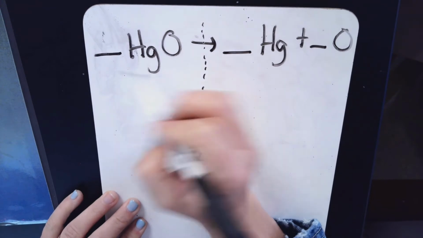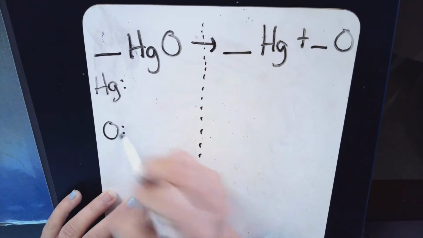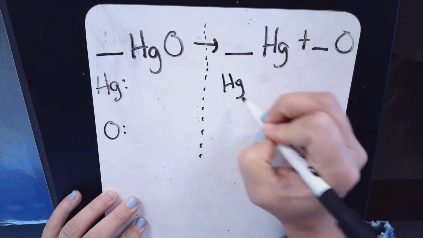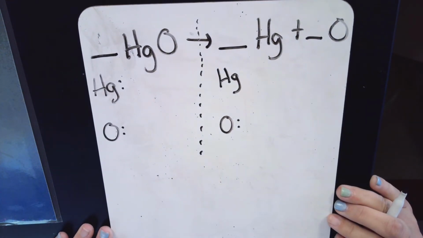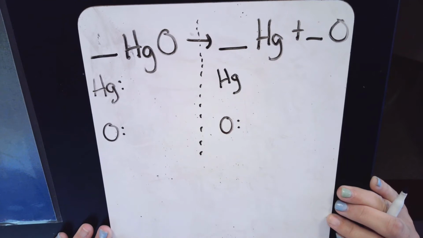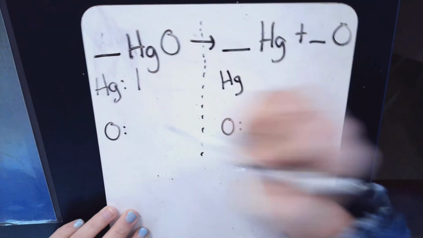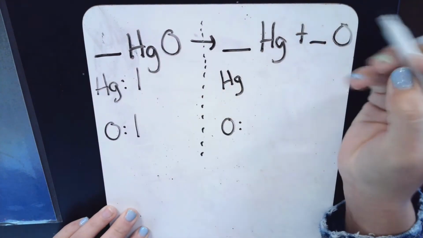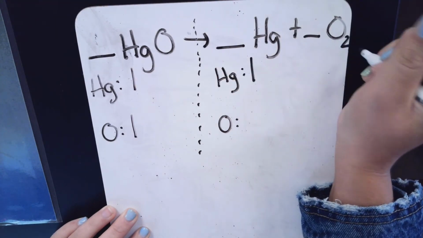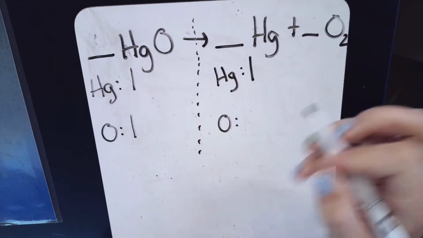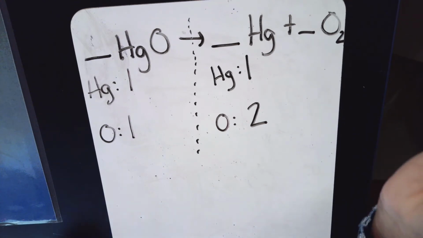So let's start by writing what we have. On this side of the equation we have Hg and we have O. Over here we have Hg and we have O. Okay? So how many Hg's do I have on this side? One. How many O's? One. How many Hg's do I have on this side? One. This should have a little 2, shouldn't it? And how many O's? 2. I was going to say, I gave you one that's already balanced, but no, I did not mess up.